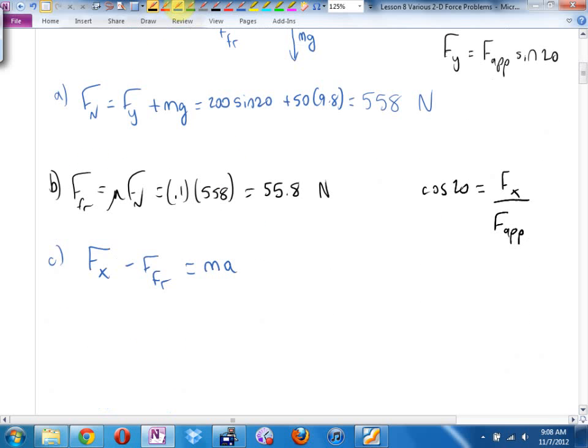I think what you're saying is this is going to be the applied cos 20 minus friction. Now, if I hadn't found friction already, I would say friction is mu times the normal force. I don't know the normal force, and I would walk through step A and step B somewhere, probably in my work, with a little arrow or note. But did we already find normal force? Yeah. And did we use that already to find friction? Well, heck, let's just plug it in, 55.8.